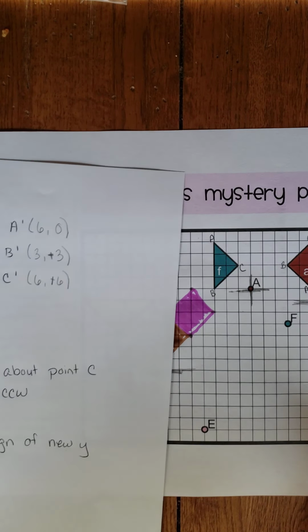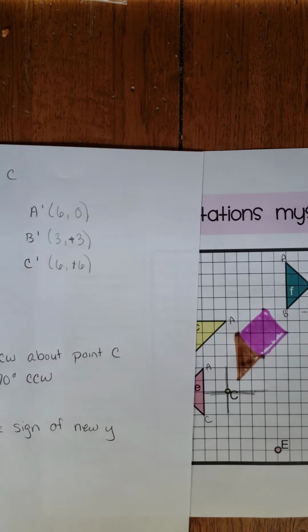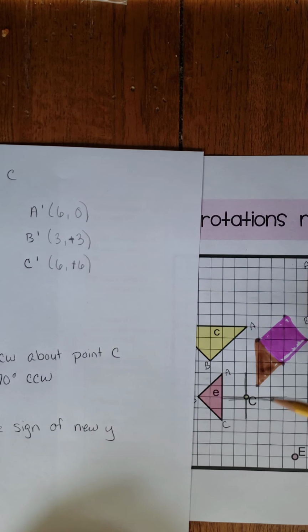So now we just need to plot. I don't know if you can see them both. So in relation to C, we have 6, 0, 3, 3, and 6, 6. All right, and C was in yellow, so we're going to do that. We connect our points. So that shape is C prime rotated about this point C.